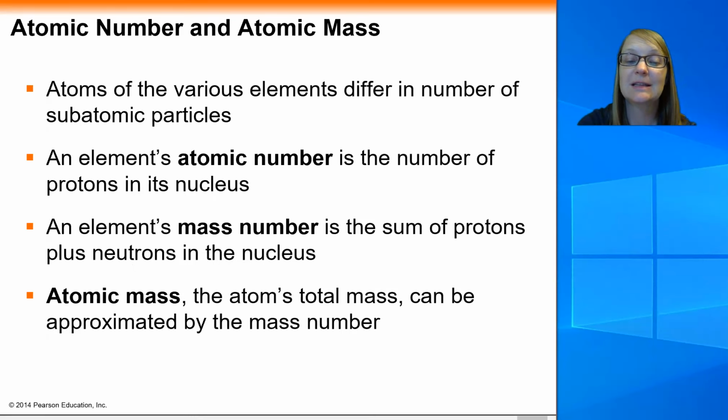And then lastly, an element is matter. It takes up space and it has mass. Each atom of an element has mass, and we call this mass the atomic mass. Makes a lot of sense. It's the mass of the atom. You can calculate the atom's total mass simply by adding up the masses of the individual subatomic particles. Even though these subatomic particles are really, really small, they still have mass.